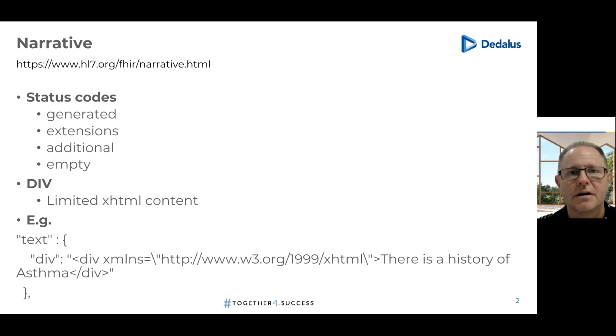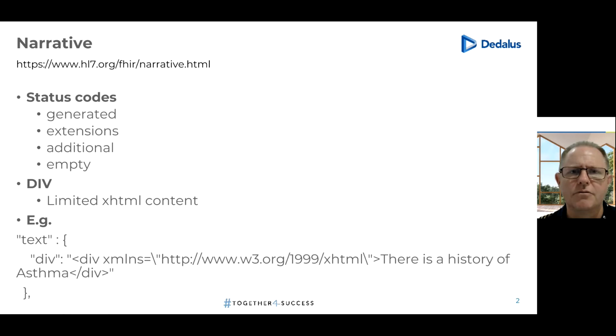The really important status code that you need to keep an eye on is the additional status code, and that means that there's some content within this narrative that's not part of the payload itself. So you should be really displaying that information to the user so that they can get that additional human-readable content that's not part of the payload. And then empty if there's no human-readable version of this. You'll see the empty status, but normally you'll see generated. It's just that additional one you just need to keep track of.